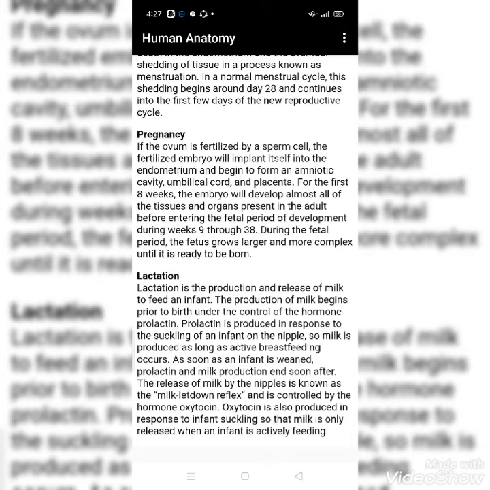Now we will discuss pregnancy. What is pregnancy? If the ovum is fertilized by a sperm cell, the fertilized embryo will implant itself into the endometrium and begin to form an amniotic cavity, umbilical cord, and placenta. For the first 8 weeks, the embryo will develop almost all of the tissues and organs present in the adult before entering the fetal period of development during weeks 9 through 38. During the fetal period, the fetus grows larger and more complex until it is ready to be born.